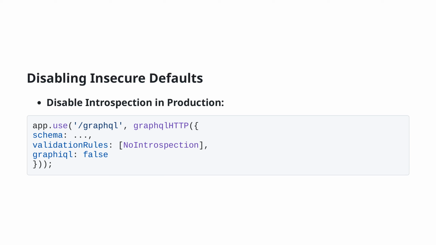In this snippet, we're setting graphiql equal to false to disable the GraphQL browser IDE and including NoIntrospection as part of the validation rules. This prevents clients from querying the schema itself, thus reducing potential attack vectors. By incorporating these changes, you significantly improve the security posture of your GraphQL API in a production environment.